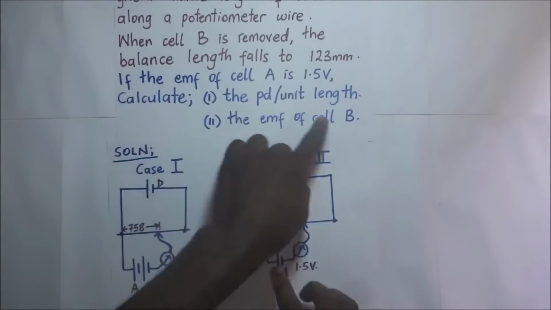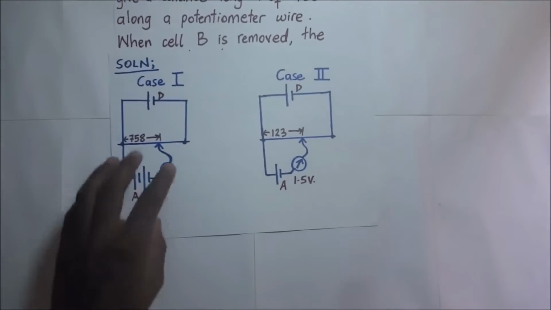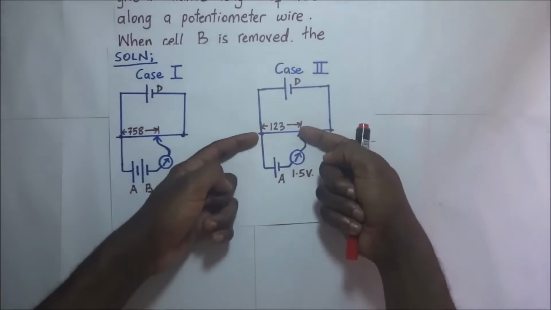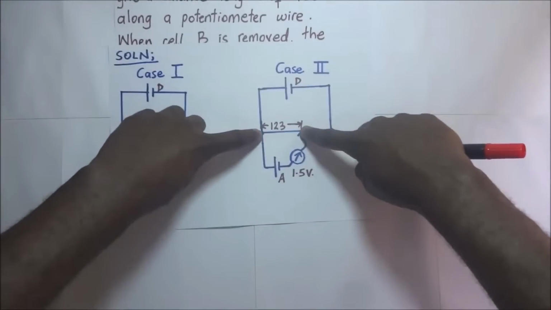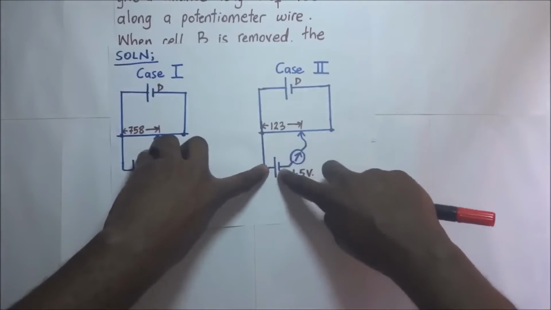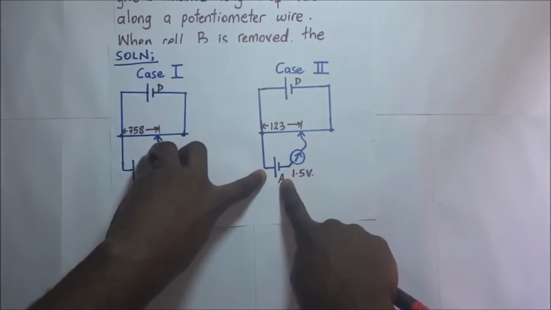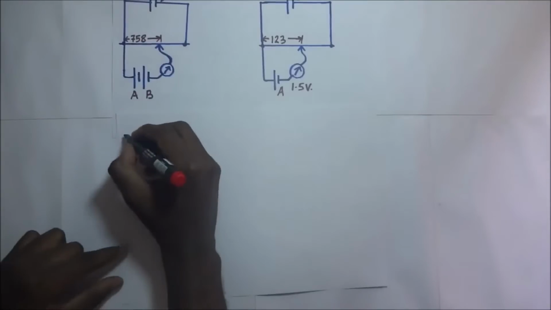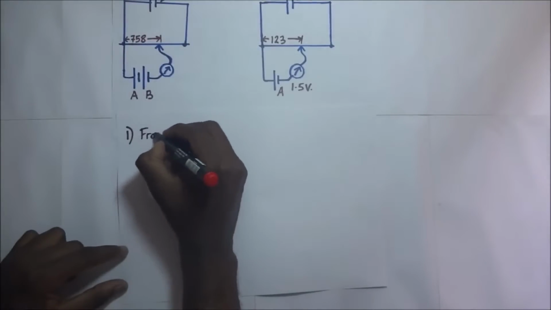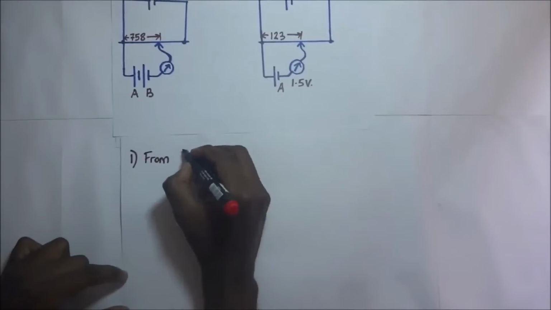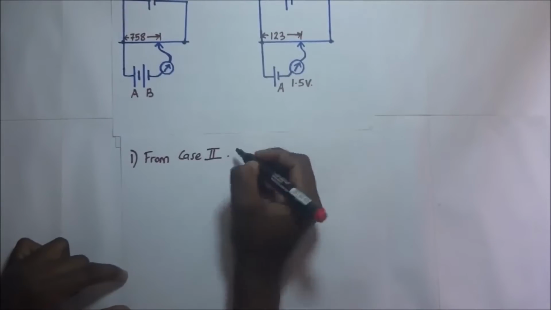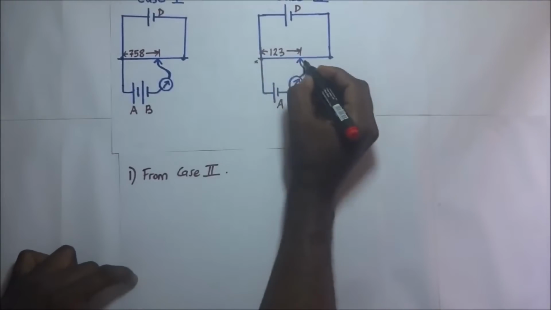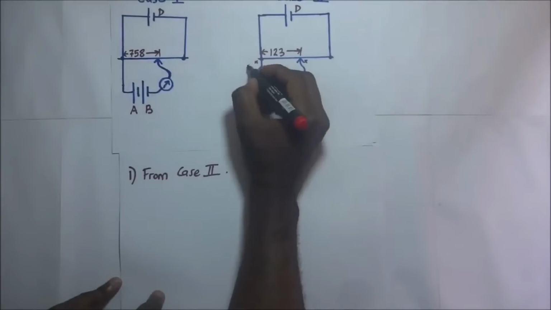So let's go ahead and find the PD per unit length. Now, if you look at case 1 and case 2, this diagram can help us to find the PD per unit length, because at balance point we know that the potential difference across the slide wire there is equivalent to the potential difference across this cell. And since this cell is 1.5 volts, it means that the PD per unit length can be found. To answer Roman 1, we shall say from the second case, let's call it case 2, we know that at balance point the potential difference across this portion of the wire, let's call this AB.